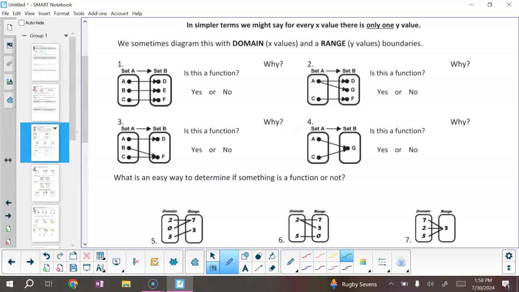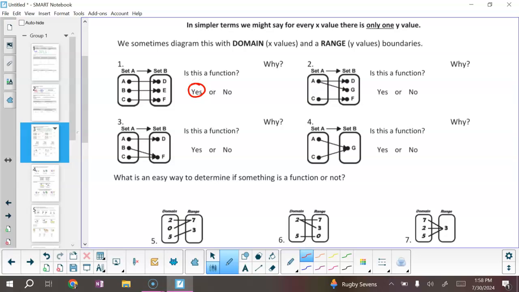Okay? Because you're trying to split yourself and go into 2 places at one time, and you just can't do that. So if we look at number 1, I have A going straight to D, that's got 1 arrow. B is going straight to E, again 1 arrow. And C is going straight to F. Okay? That's also got 1 arrow. This one would be a function, so we should be able to circle yes.